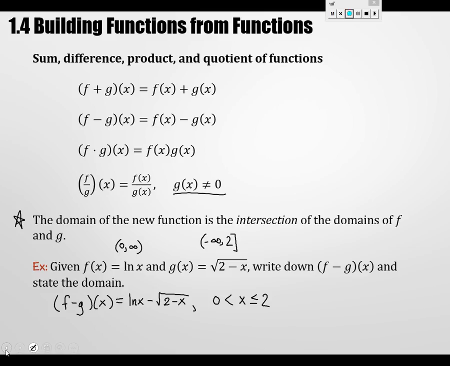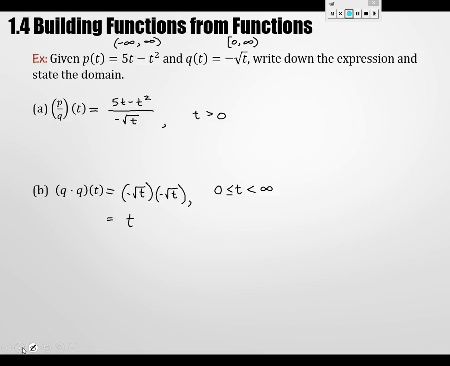The domain of the new function is the intersection of the domains of the two functions from which it's built. You just need to remember. I actually would recommend you simplify this. I think you should. But you just need to kind of remember where you came from, right? Like you need to remember your roots.